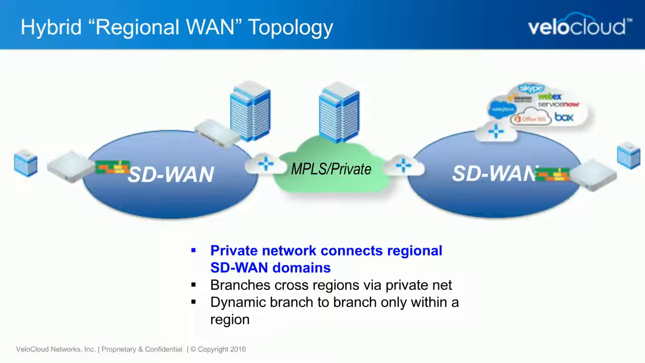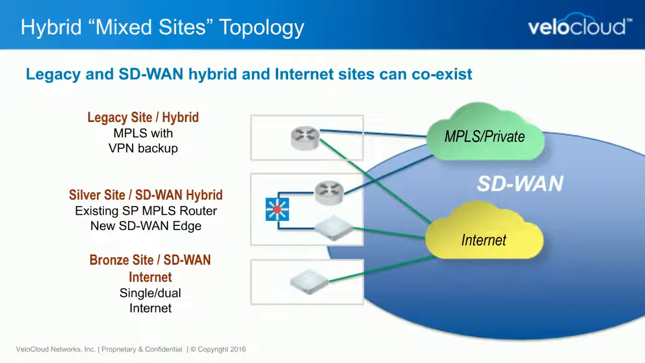And then the final topology, incremental migration, is a huge benefit. The other one on hybrid is to actually have hybrid as in mixed sites. So SD-WAN managed hybrid networks coexist with the legacy hybrid network definition that we had earlier.